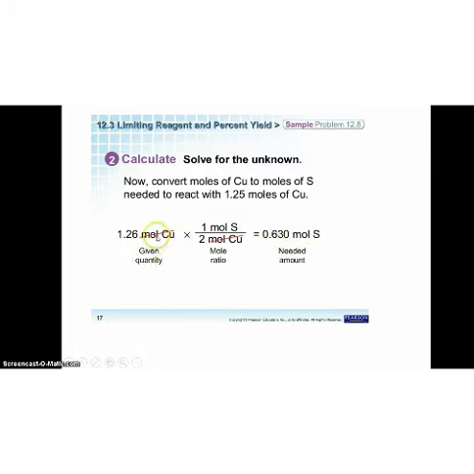So the given quantity of copper, the number of moles of copper from the calculation, is 1.26, divided by 2 from the balanced equation 2Cu, which equals the amount of sulfur needed, 0.630.